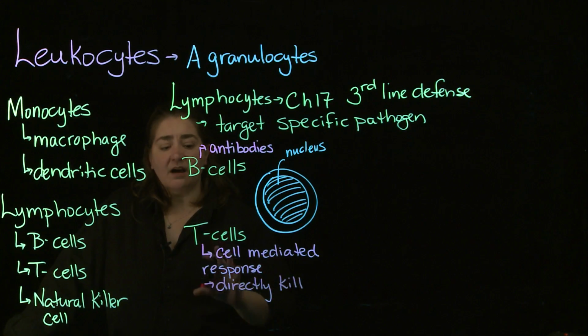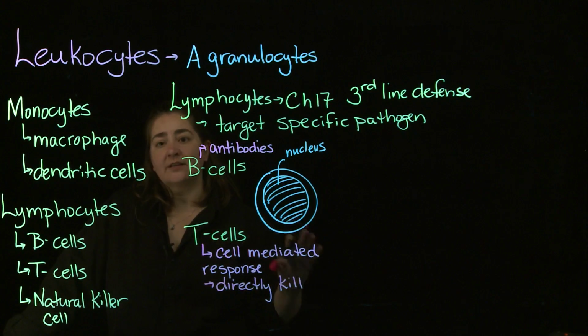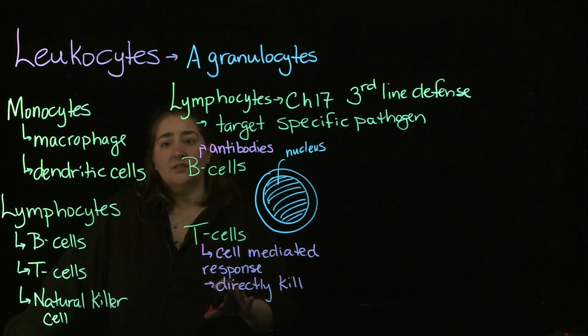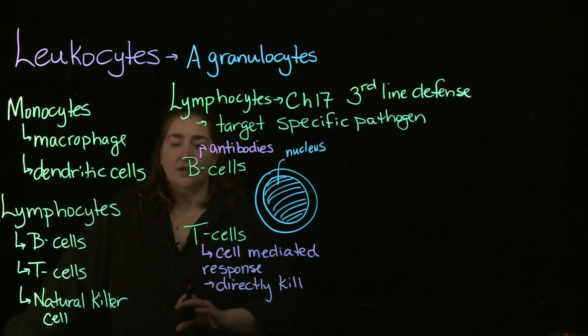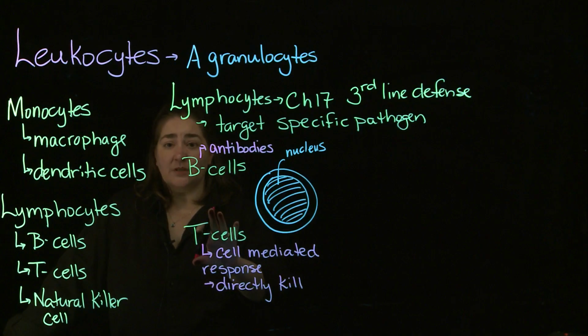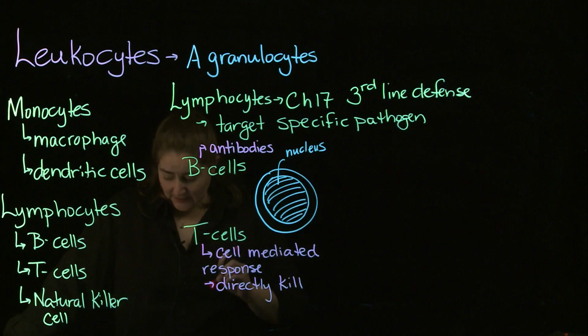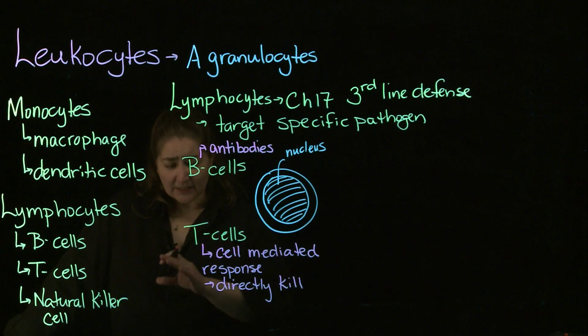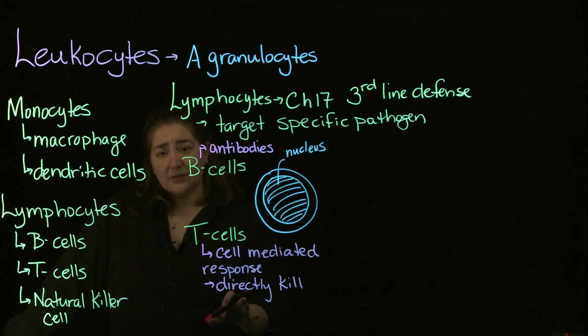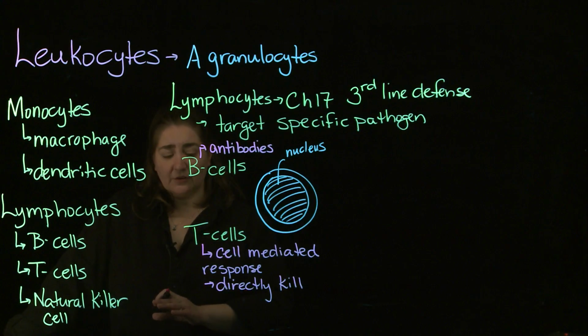More often than not, T cells are responsible for killing virally infected cells. They're also the part of your immune system that's going to target cancer cells. When we talked about HIV, this is kind of how the HIV virus gets around being destroyed, because it's destroying the cells that would normally destroy the HIV virus. So the T cells are a cell-mediated response. Typically, they're going to directly kill the cells.